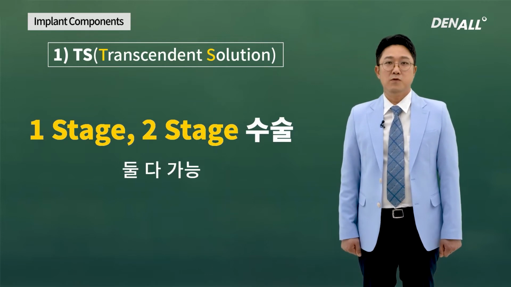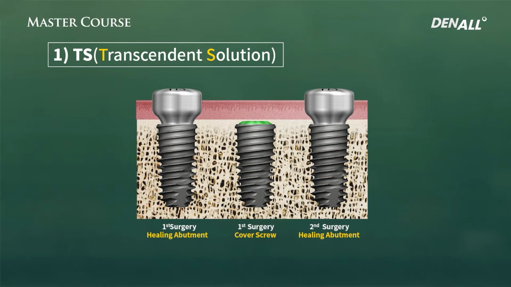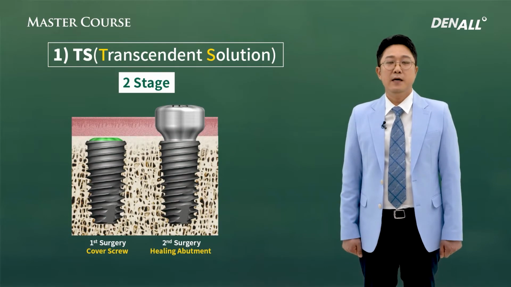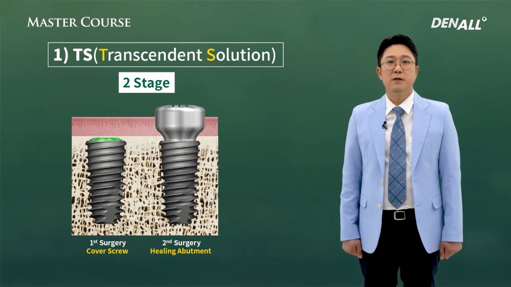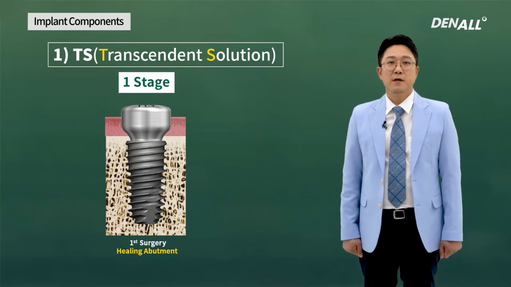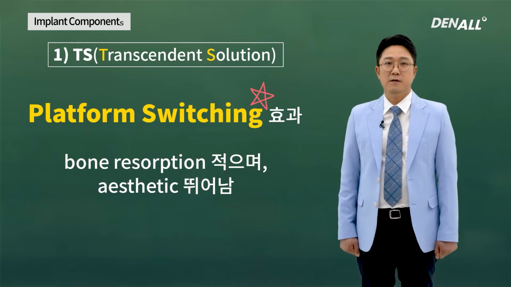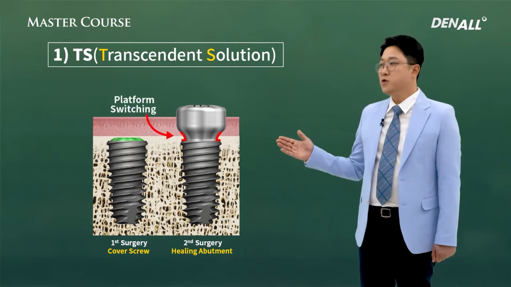The TS implant can be used in both 1-stage and 2-stage surgeries. The TS implant can be used for the following: implant placement, suture, healing, re-entry, and connection of the healing abutment. It is basically for 2-stage surgery. However, in the case of implant placement, if initial stability is good, you can connect the healing abutment at the same time. Therefore, 1-stage surgery is also possible. The TS implant has the advantage of the platform switching effect. When you connect the superstructure on the fixture, structurally you can do platform switching.